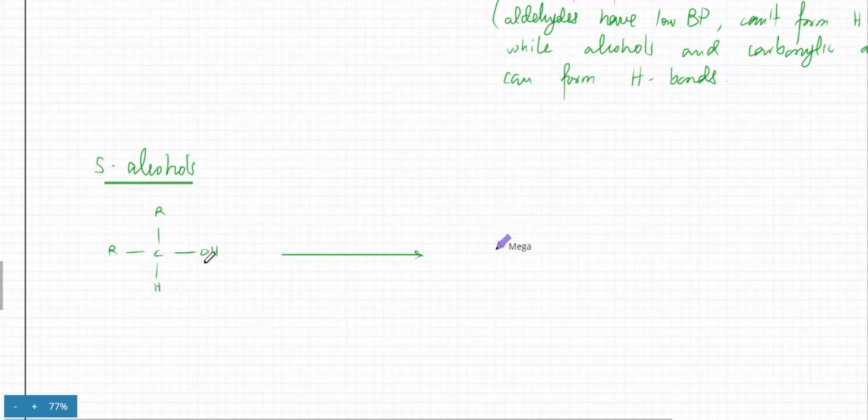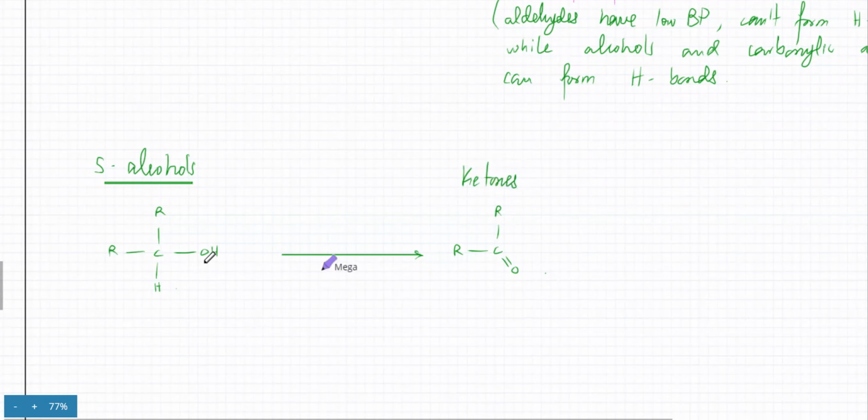Remember the change that would happen to the alpha carbon. Nothing happens to the rest of the molecule. It would just simply change into a ketone. The OH would disappear, and there would be a double bond O formed over here. So ketones would be formed in this reaction, and ketones are relatively stable to oxidation.